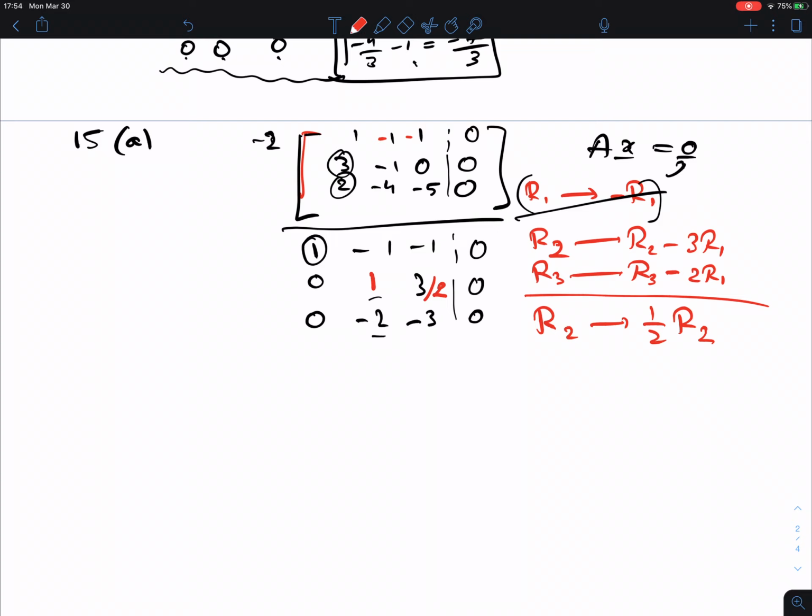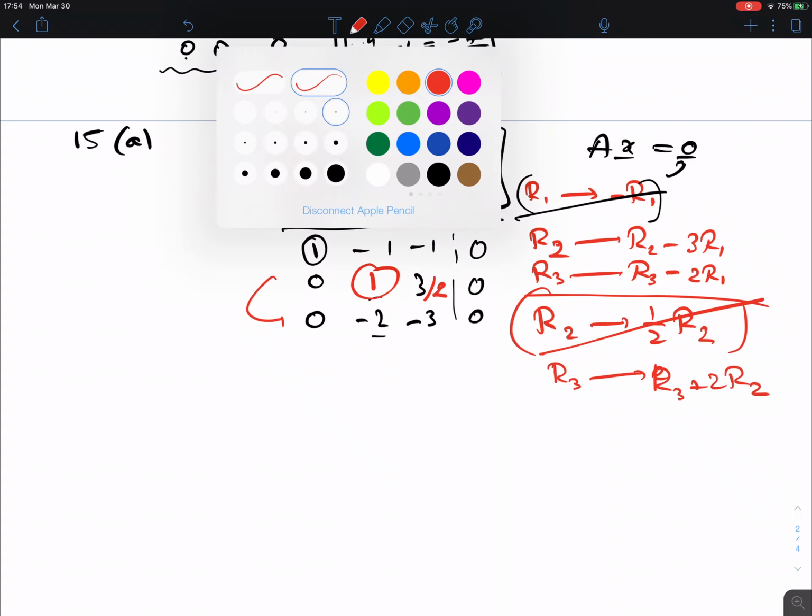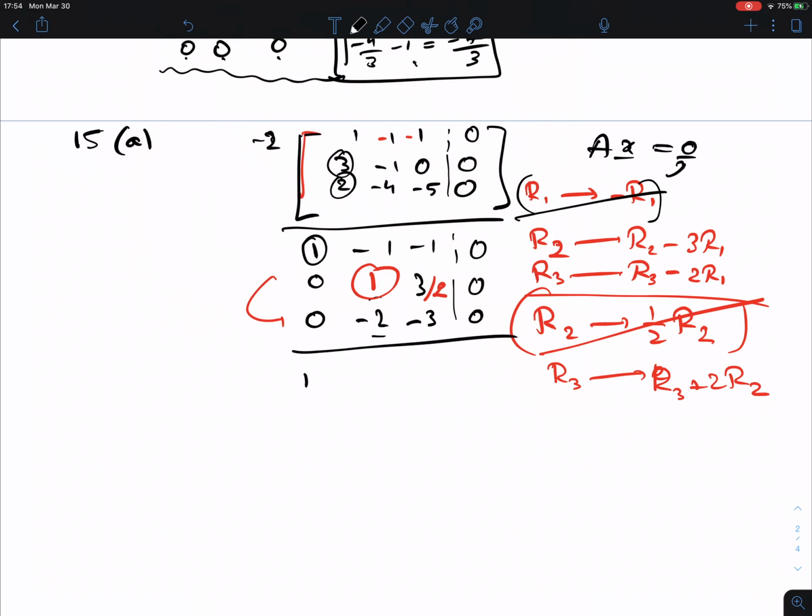Okay, I have this 1, and I have to make a 0. So this row operation is taken care of, and so I now do row 3 to add twice row 2 to it. Okay, that will give me 1, negative 1, negative 1, 0, 0, 1, 3 halves, 0, 0. So times negative 2 and adding, that's 0. Times negative 2 already cancels the 2. So negative 3 plus negative 3 is negative 6, and that's 0. Okay.